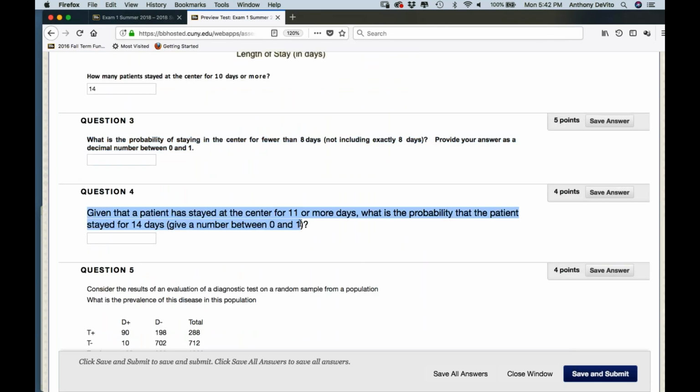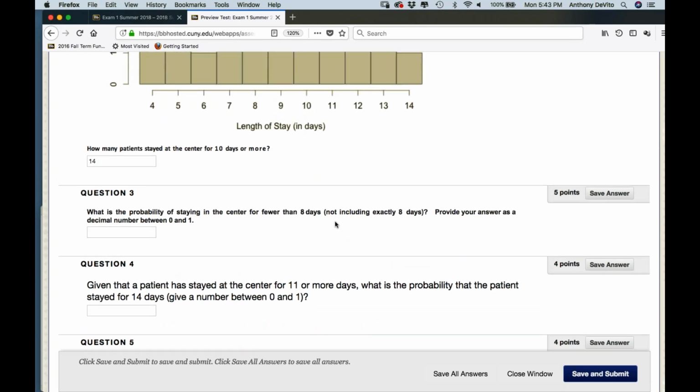Okay, now what's the probability of staying in the center, given that a patient has stayed in the center for 11 days or more, what's the probability that the patient stayed for 14 days, given a number between 0 and 1? In other words, what I'm asking there is for a proportion, not a percentage. So what's the proportion of the probability that they would have stayed there that long, given that we know that they stayed for at least 11 days or more?